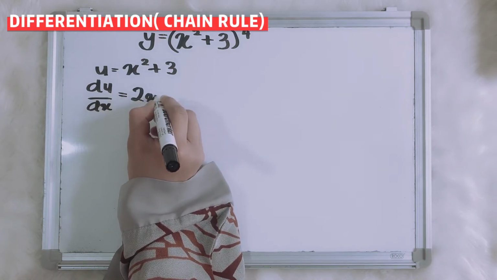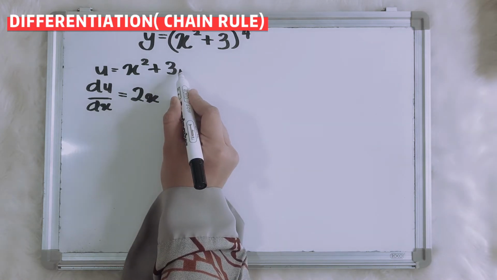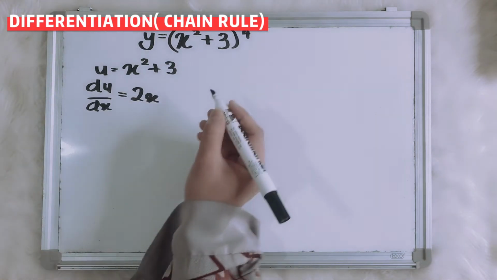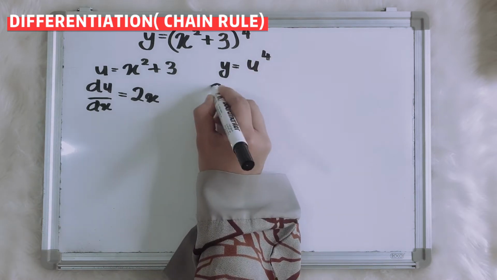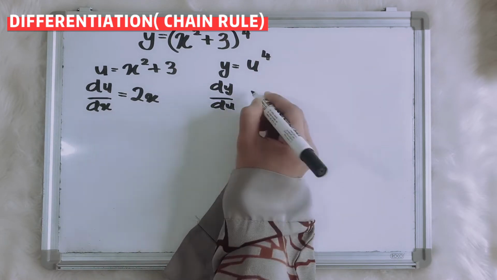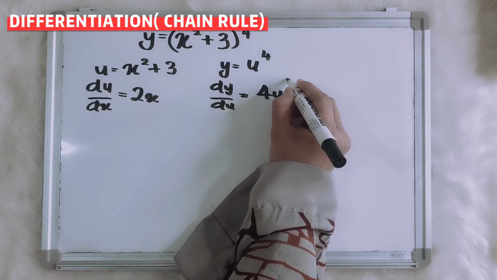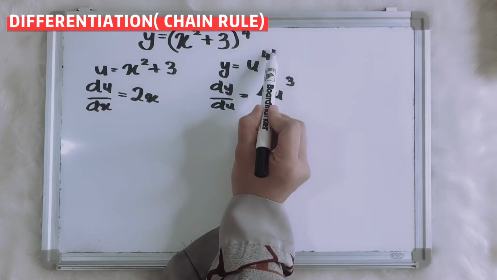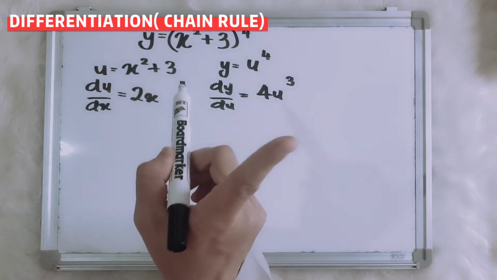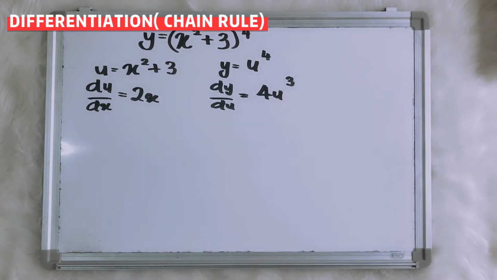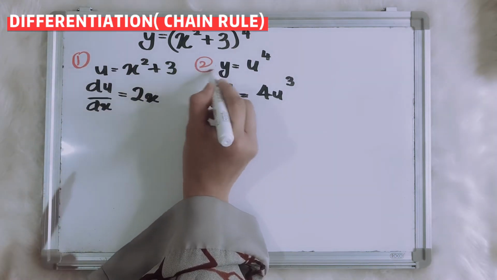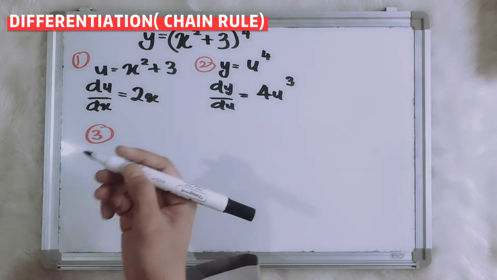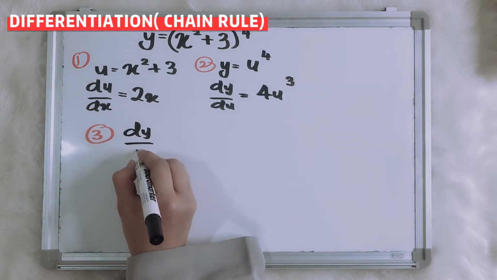So your du over dx will be 2 times x, which is 2x power of 1. This one doesn't have x, so just leave it, only 2x. Now your y equals u power of 4, so dy over du is 4u power of 3. Remember, in differentiation your index will decrease by 1, so you have to minus 1 here. So this is your first step, second step, and the third one is your dy over dx.